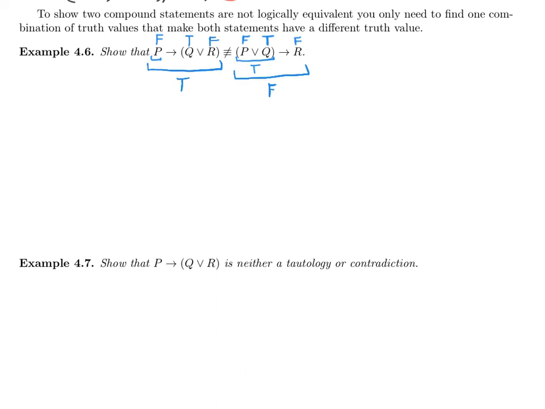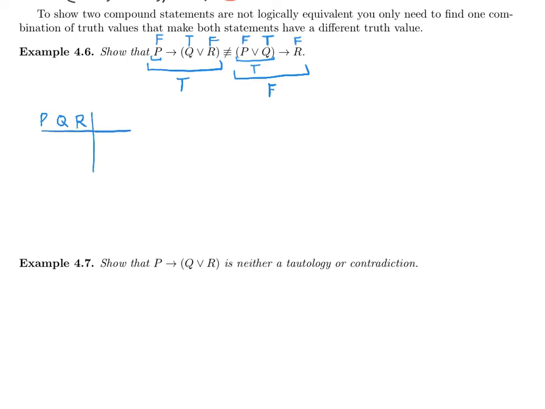When P is false, Q is true, and R is false, then the left-hand side and the right-hand side have different truth values, so they can't be logically equivalent. And then we can just do a little truth table to show this. And really, you just need one row here.